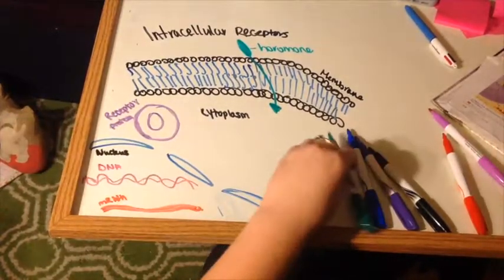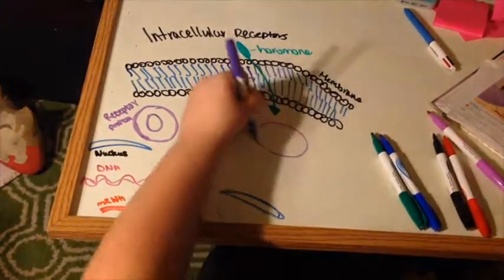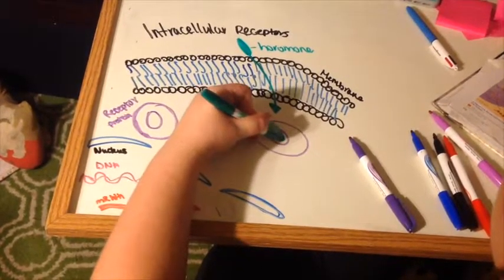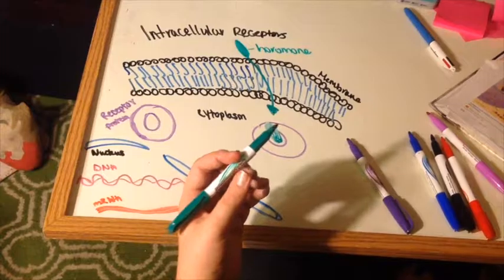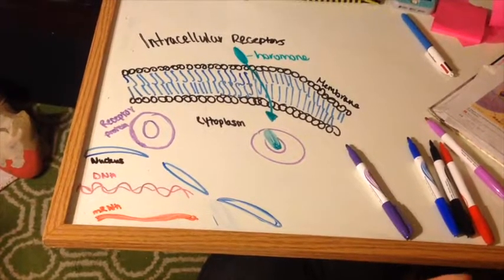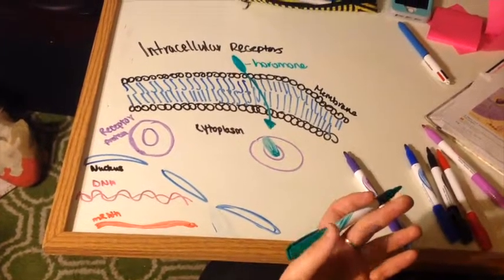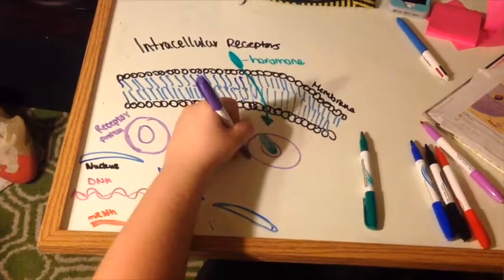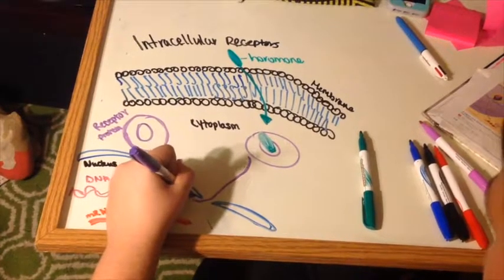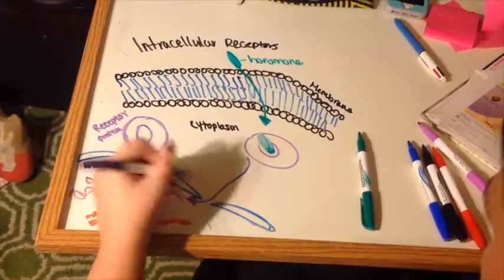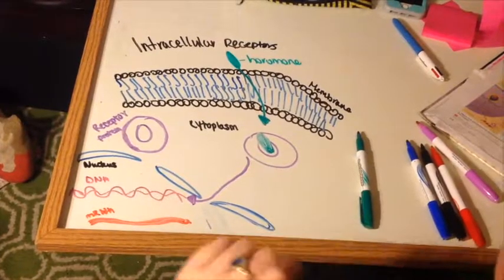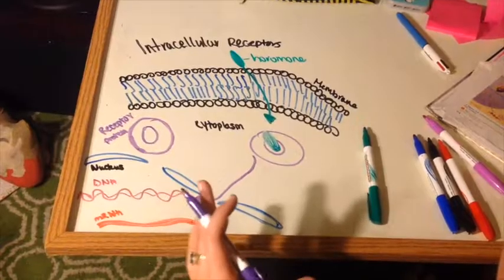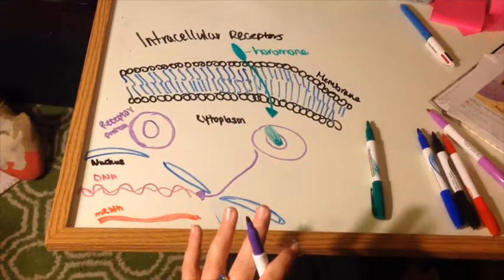And so the hormone is going to come over and be inside that receptor. And once it does that, it's going to turn into a hormone receptor complex. And eventually, I'm going to keep it in purple, it's going to travel into the nucleus right here. And it's going to act as a transcription factor.